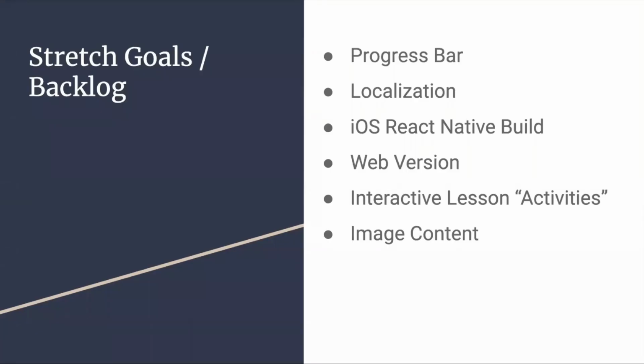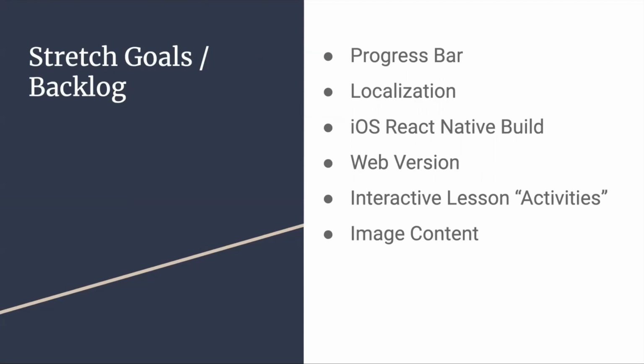Lastly, I'll talk about some of our stretch goals and things we've got in the backlog. So we were interested in implementing a progress bar, something that would maybe show the user's percentage of their way through the app as they make their way through each of the modules. Potentially, it could show a percentage of questions answered correctly or incorrectly. And we didn't end up having time for that. Or localization, which we had discussed as an option.